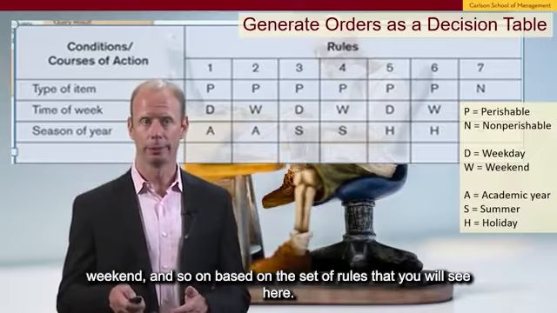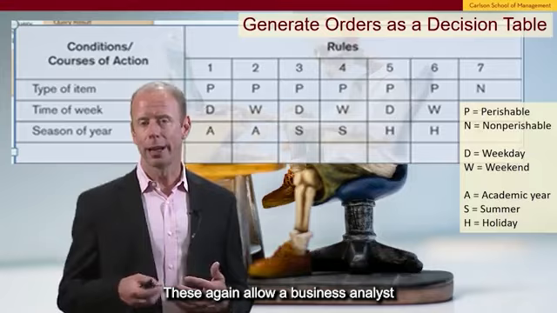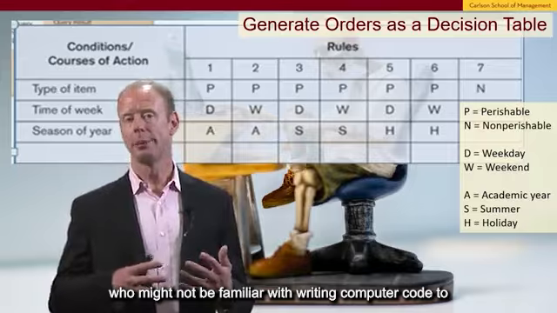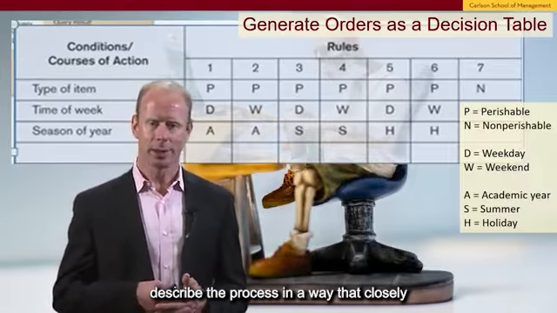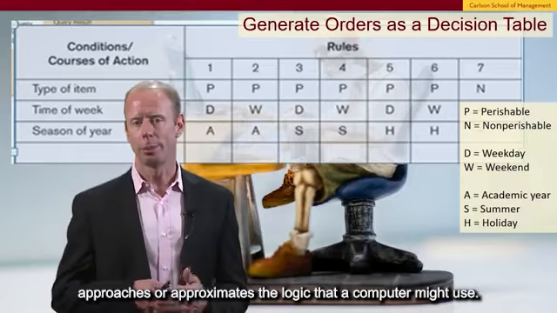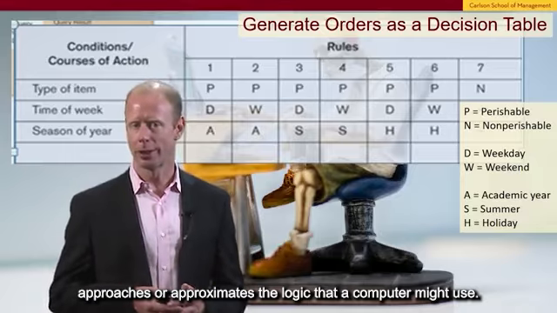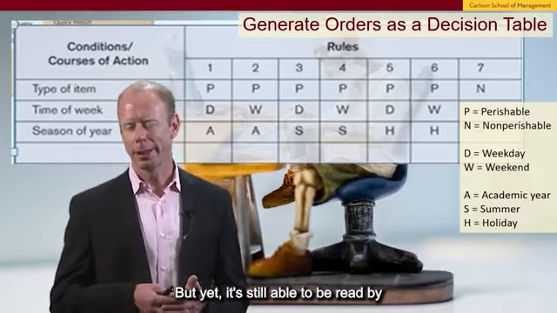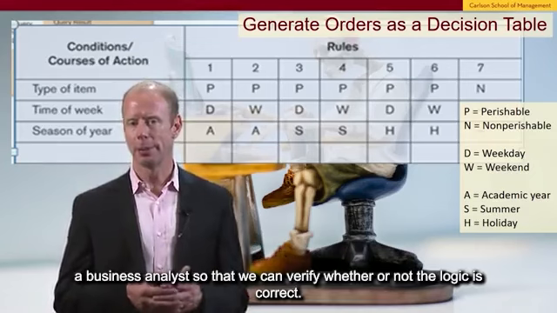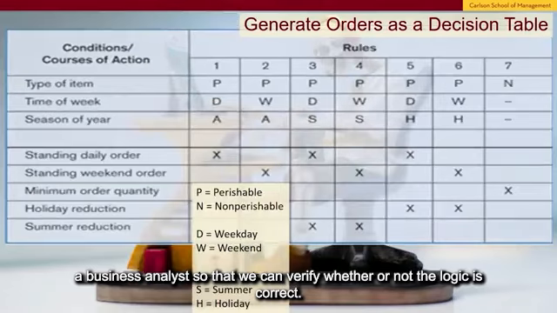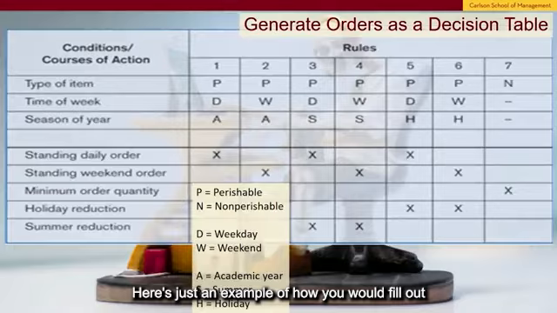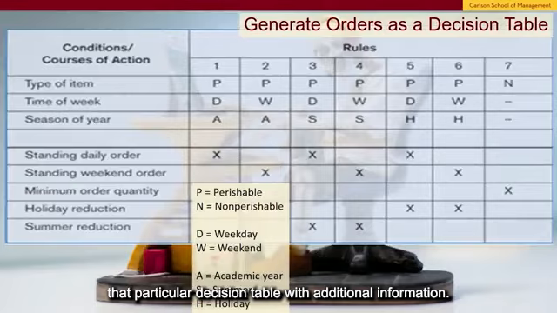These again allow a business analyst who might not be familiar with writing computer code to describe the process in a way that closely approaches or approximates the logic that a computer might use. But yet it's still able to be read by a business analyst so that we can verify whether or not the logic is correct. Here's just an example of how you would fill out that particular decision table with additional information.